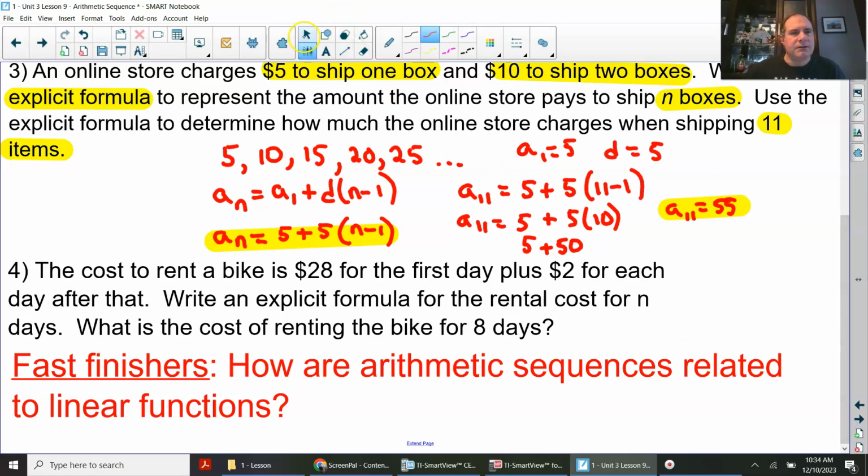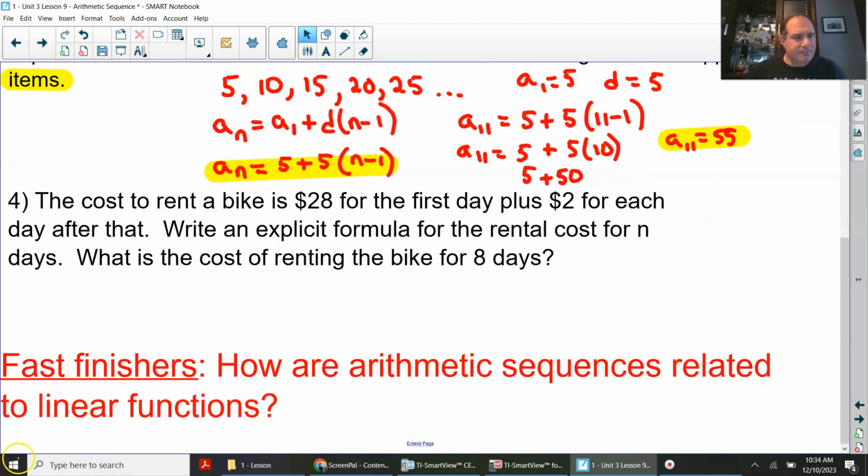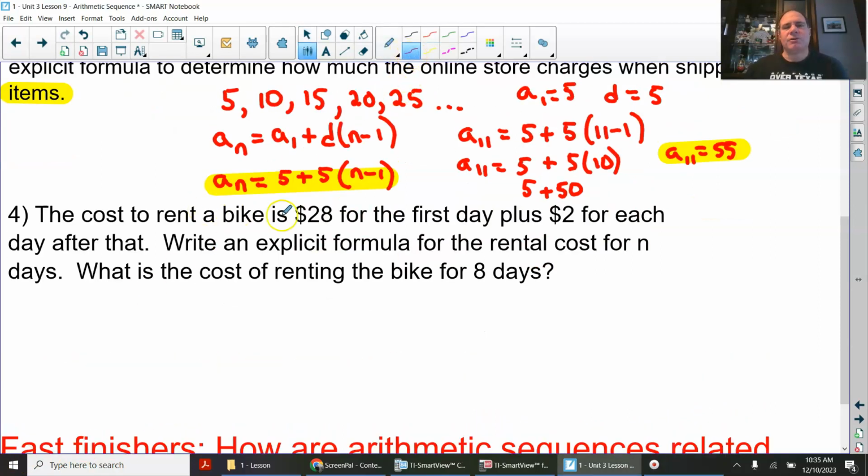All right. Let me move this down. It's the same type of question. The cost to rent the bike is $28 for the first day, so I'm just going to put 28 down, and then it's $2 each day after that, so it's 30. I'm just going to put a couple down here, 32, 34, ... Write an explicit formula for the nth day, and then use the formula to figure out the cost of renting the bike for 8 days.